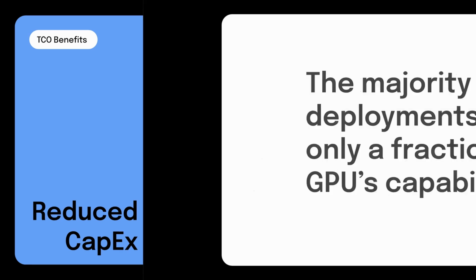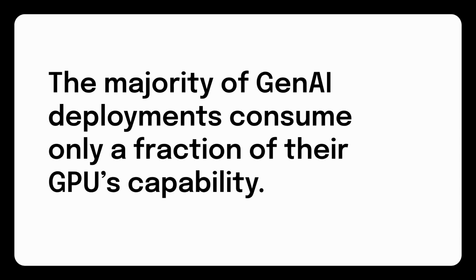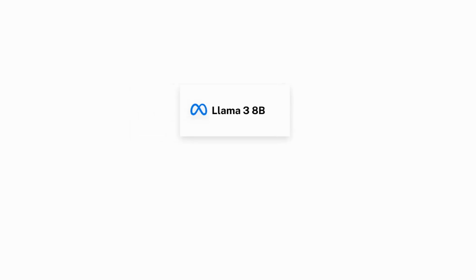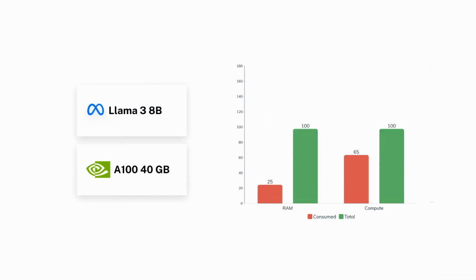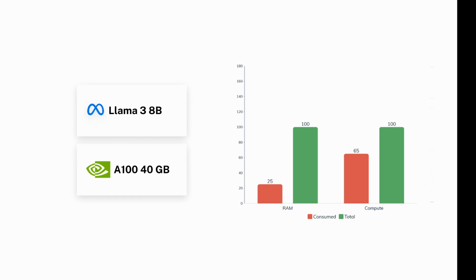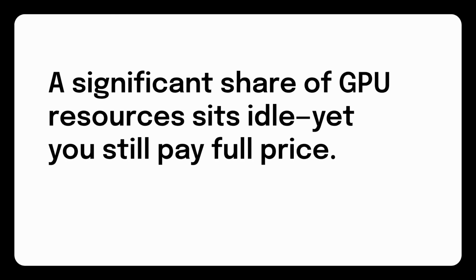The majority of GenAI deployments consume only a fraction of their GPU's capability. Take a common example of running a Llama 3.8b model on an NVIDIA A100 with 40 gigabytes memory. In real-world enterprise settings, that workload typically uses just 20 to 30 gigabytes of VRAM, with 60 to 70% GPU utilization, with occasional spikes. The rest of the GPU's capacity sits idle, yet the organization is still paying the full cost of the hardware, power, cooling, and operations.